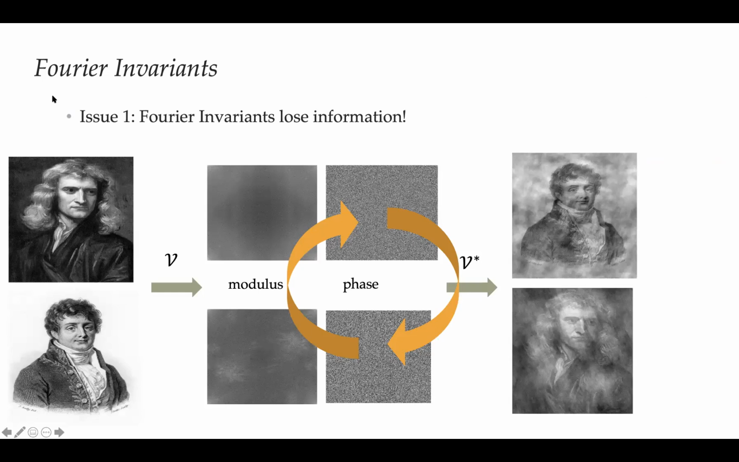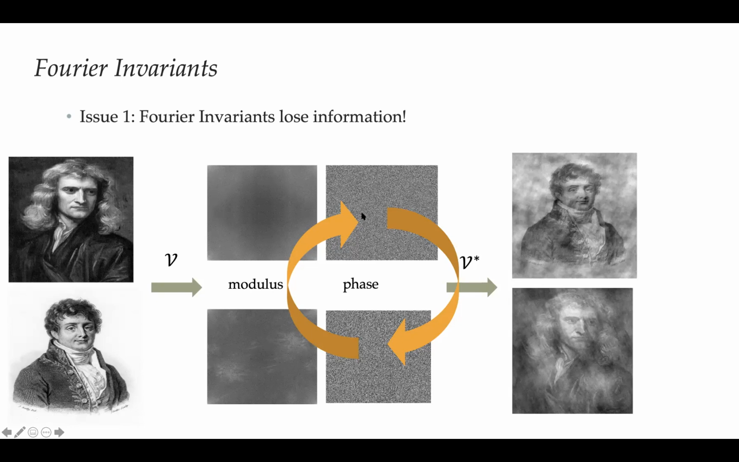So here I have two pictures of two very famous scientists. If I apply this Fourier transform, in the Fourier domain, the coefficients have two components: the modulus, which is the one that we are keeping here to get the invariant, and the phase of these complex numbers. So what happens if now I swap the phases of these two? I keep the modulus, I just perturb the phase, and then I invert.